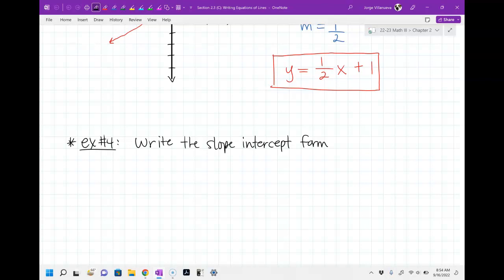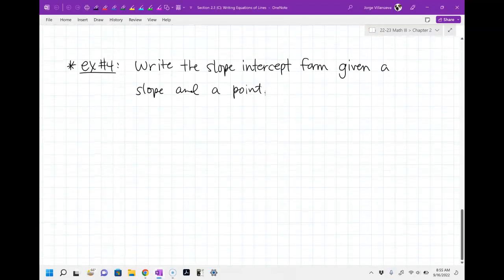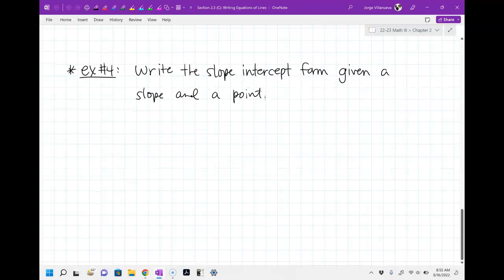So, write the slope-intercept form, given a slope and a point. So just a slope and a point. All right, so let's see. Write the slope-intercept form given a slope and a point. Notice they didn't say we're giving you the slope and the y-intercept. They're not giving me m and b. They're giving me m and a point x, y.